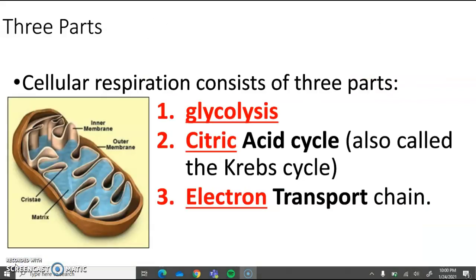So in cell respiration, there are 3 parts that you guys are going to have to know. The first is glycolysis, and that is going to occur not inside of the mitochondria, it's going to occur outside of the mitochondria, inside of the cytoplasm. The second is the citric acid cycle. Another name for this, one that we will probably use more often, is the Krebs cycle. And lastly, we have the Electron Transport Chain.